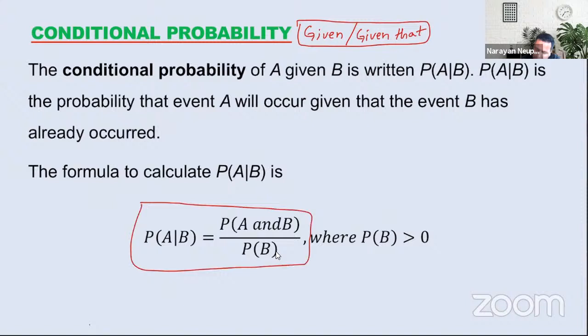Make sure you highlight that formula in your note catcher. Probability of A given B is equal to the probability of the first and the second, so A and B, and you divide by the probability of the second, that is probability of B. Okay, let's take an example so that this will be clear.